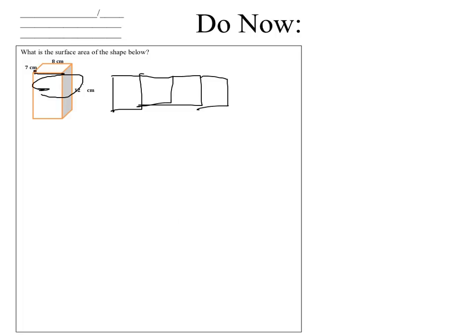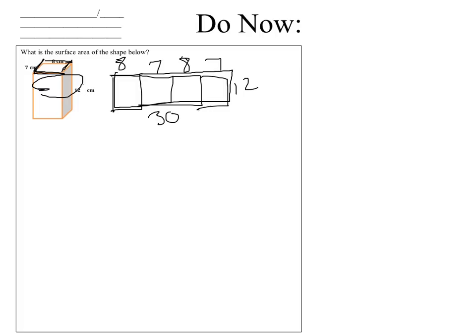This front one is 8 long. This one would be 7 long. The next one would be 8 long, and the back one would be 7 long. And they'd be 12 tall. So it's like one big long rectangle. We could say that this is 8 plus 7 plus 8 plus 7, which is 30, by 12.